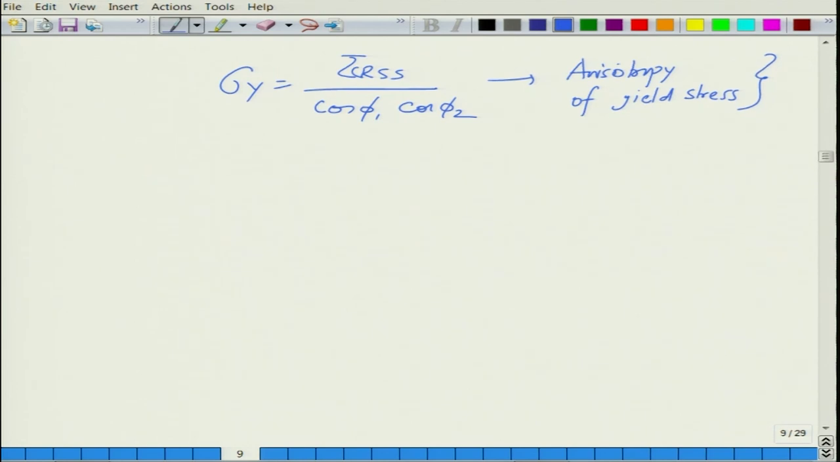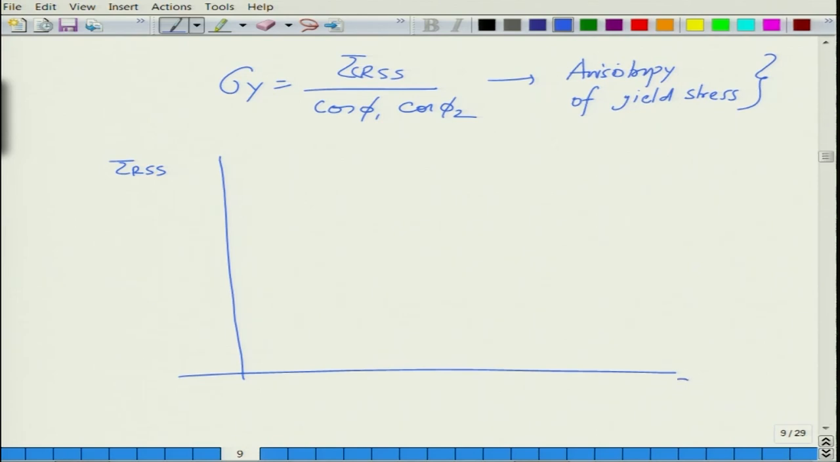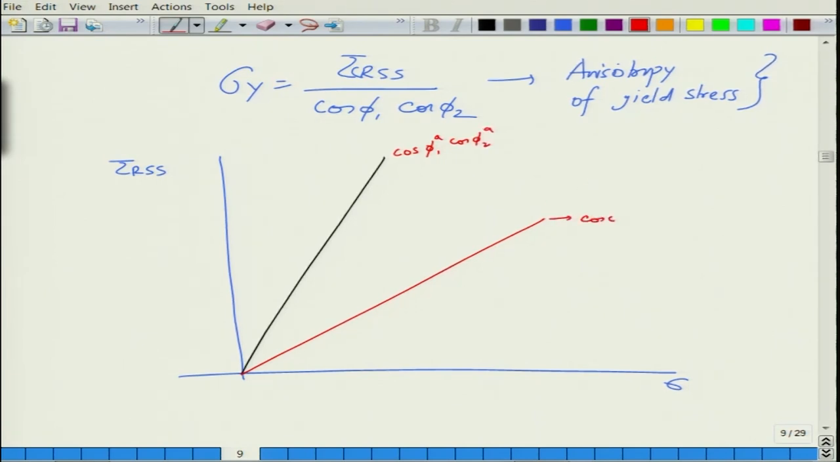So yield stress of a single crystal will depend upon the direction of the applied load, or the orientation of the crystal with respect to the load applied. So let's say you have a situation like this in which you make a plot of tau RSS as a function of stress, and we see that we have two possible situations. One is this, second is that. So, this is for cos phi 1a cos phi 2a, this is for cos phi 1b cos phi 2b.